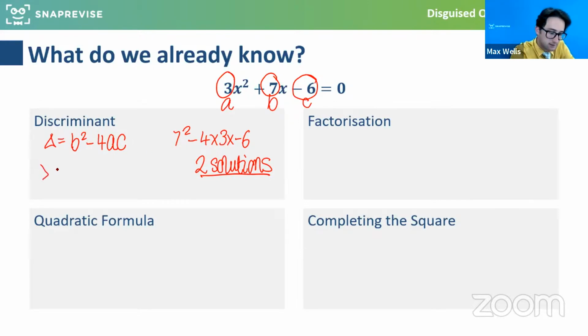So if it's greater than 0 or positive, that's telling us 2 solutions. I'm just going to abbreviate that. If it's equal to 0, that tells us there's 1 solution. And if it's less than 0 or negative, that tells us there's no real solutions, no real roots.